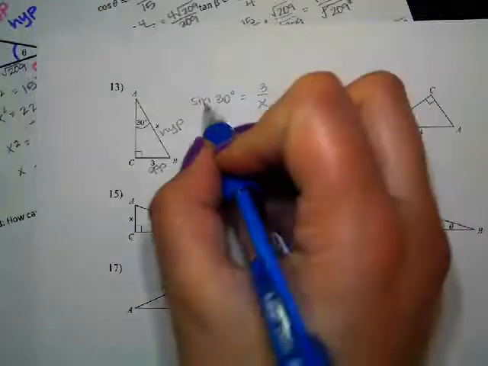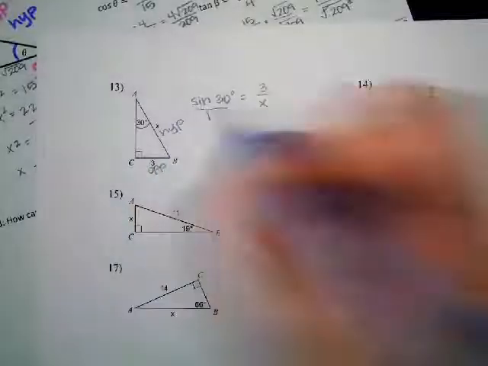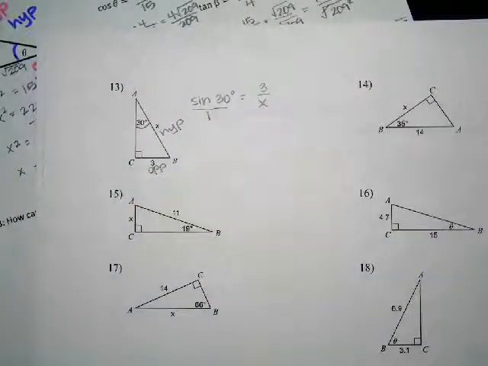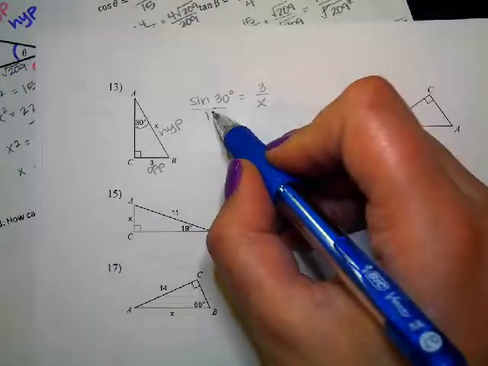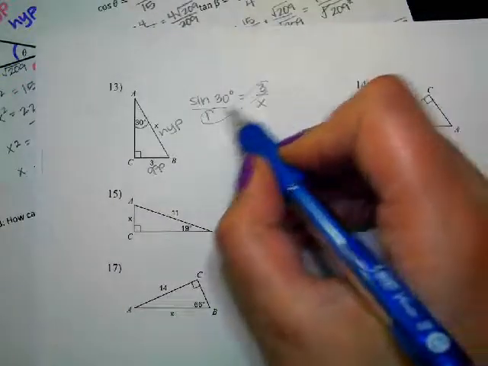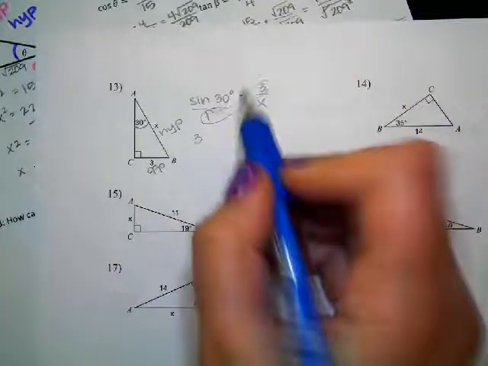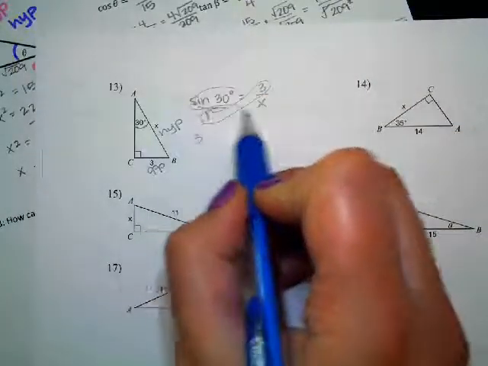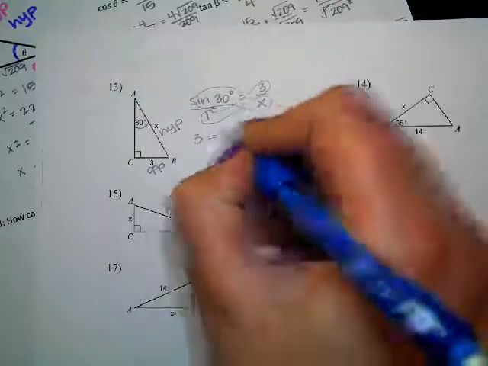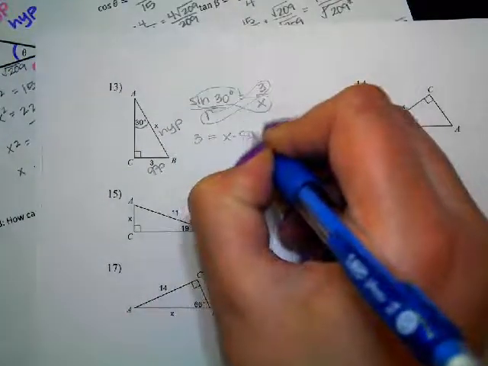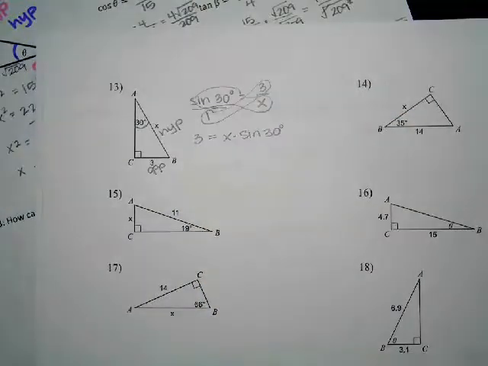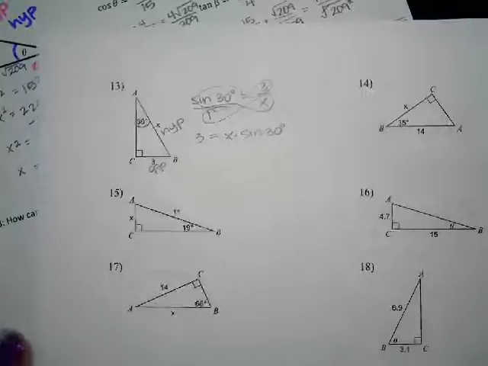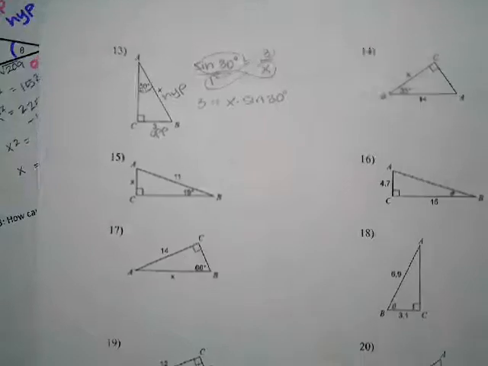So once you put it over 1, then you can just do 1 multiplied by 3 is 3, and x multiplied by sine 30 is x times sine 30. And then go from there. So that's a lot easier for students to deal with. Any questions about that? Does that make sense? So when you have a variable on the bottom, just make the other side a fraction, put it over 1, and cross multiply. Easiest to handle.